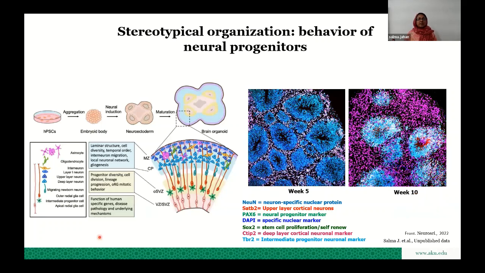So this is just a cartoon. As you already learned briefly in the previous slides, the cortical region expands and comprises different layers, a stereotypical organization, and how these neuroprogenitors behave when you study them in the dish. There are multiple markers that have been utilized to identify them, and these are already established markers.